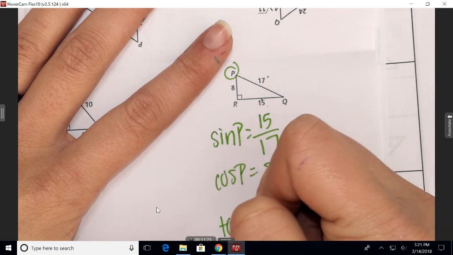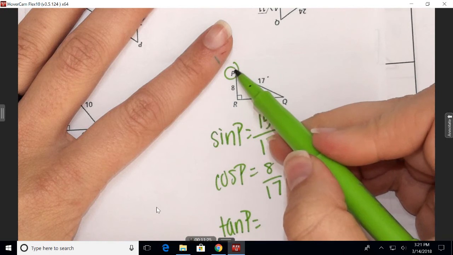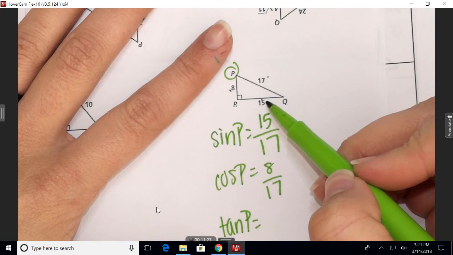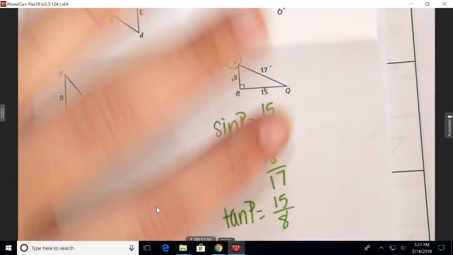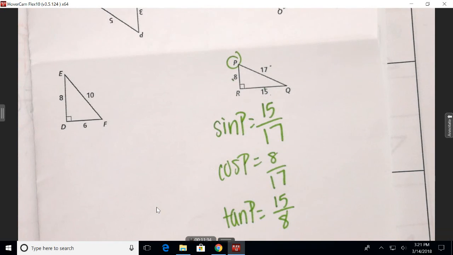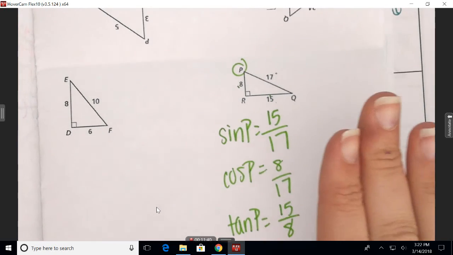And finally, the tangent of P is opposite divided by adjacent. So it's leg divided by leg. That's 15 divided by 8. That's it for our trig ratios.